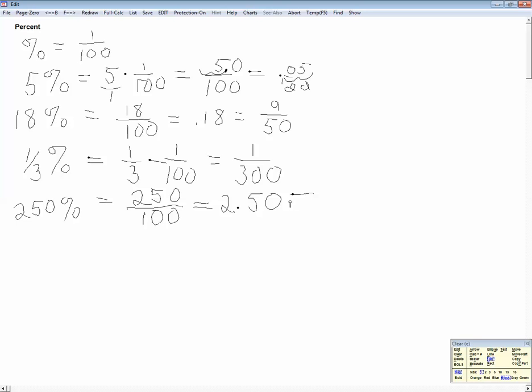And of course we can also express that as a fraction. We divide the top and the bottom by 10 for starters, and that'll give us 25 over 10. And we say, well, I've got another common factor. I can divide the top and the bottom by 5, so I get 5 over 2. And of course we recognize 5 over 2 as 2.5. So again, remember this simple rule. A percent means 1 over 100. If you always apply this procedure, you won't get into trouble.